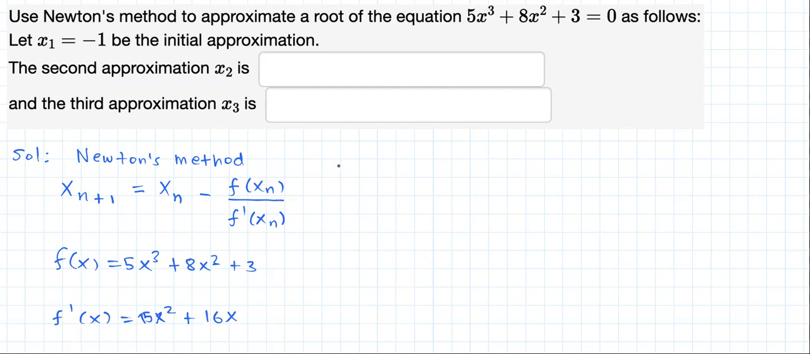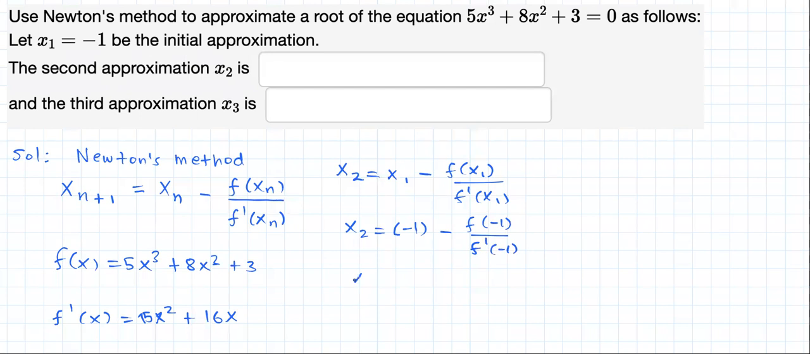Good. So now x2 should be the previous x1 minus our function evaluated at x1 divided by its derivative at x1. So x2 should be equal to our initial approximation -1 minus the function evaluated at -1 over its derivative evaluated at -1. So x2 should be equal to -1 minus the evaluation of the function at -1. What is that? Well, that should be the following.